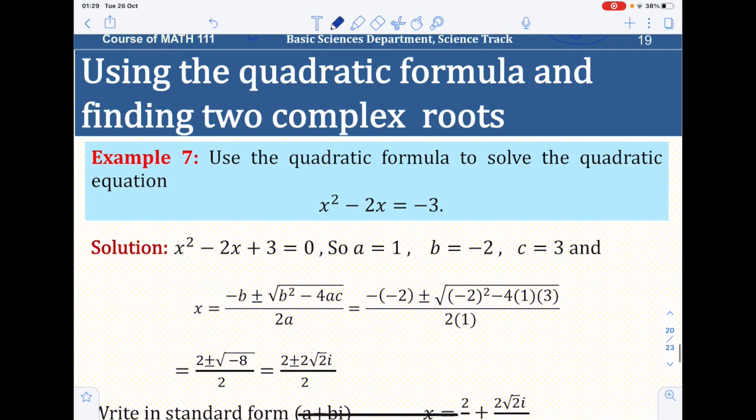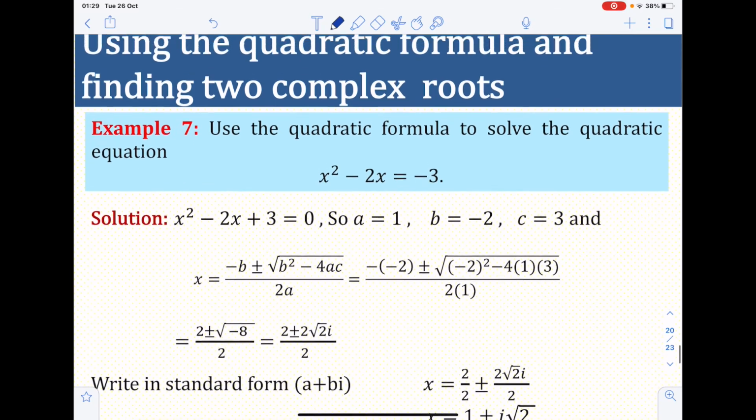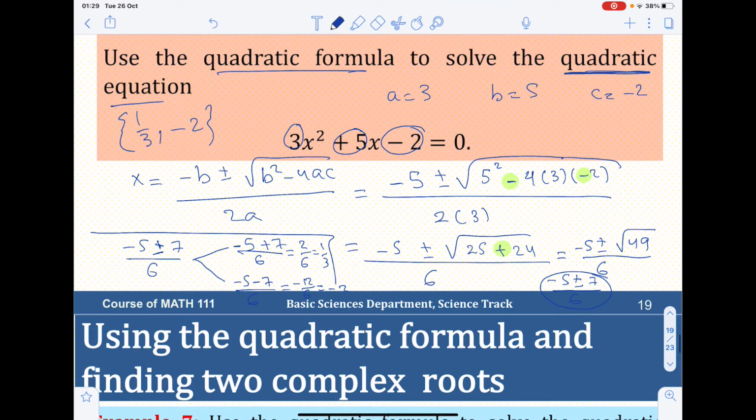Okay, same things. We're going to use the quadratic formula here to find out the complex roots. So in this case, as you can see, the value under the root, or the discriminant, is positive. That's why our solution set is two real solutions.